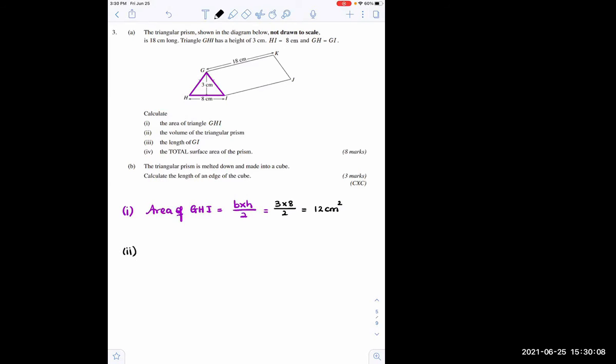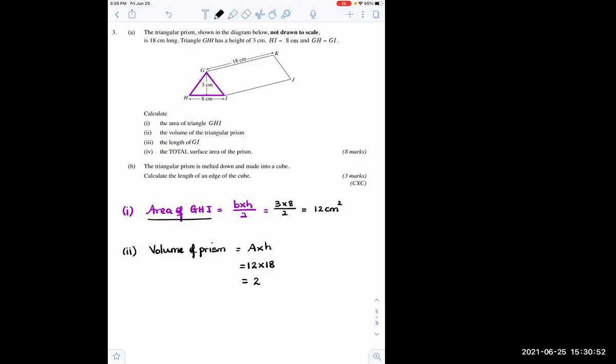Cross-sectional area. What do I mean by the cross section? If I cut it along the line horizontally, the side facing me would be a triangle. So the volume of this prism is cross-sectional area times height, right? Now, the questions are usually connected. We already worked out the area of the cross-section. That is 12. The height is 18. So the volume will be 12 times 18, which is how much?